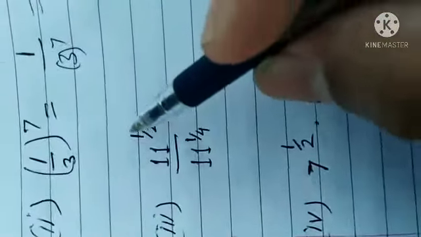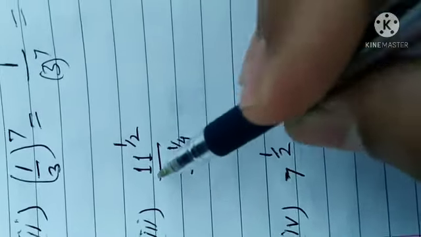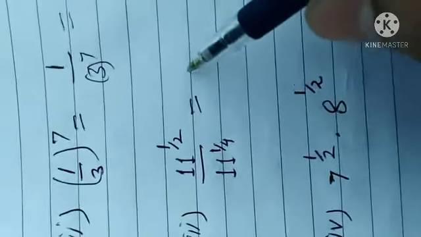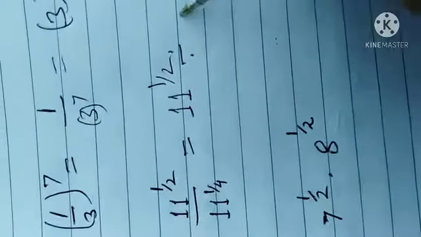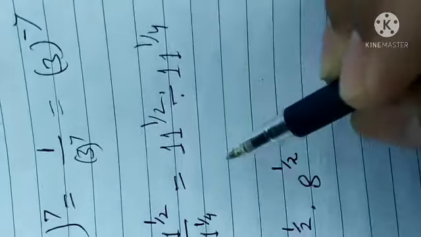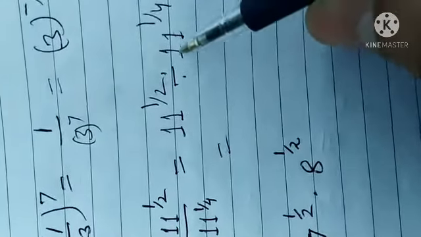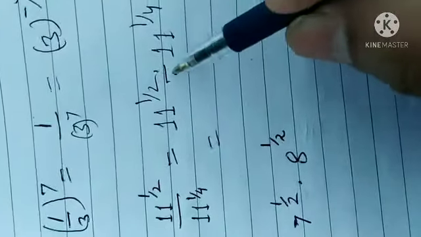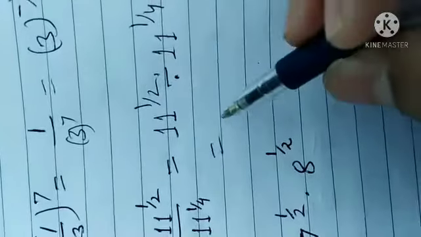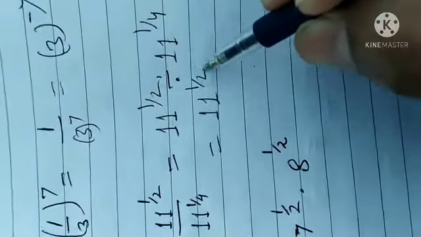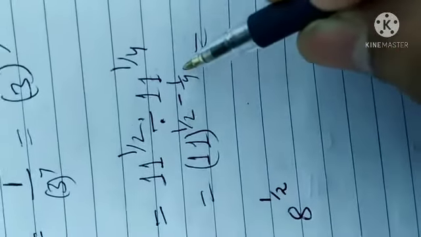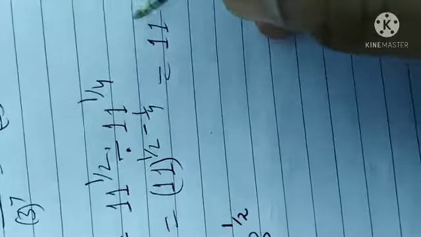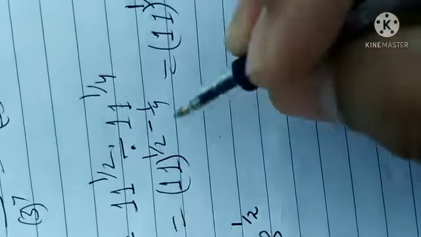Next, 11 to the power 1 upon 2 divided by 11 to the power 1 upon 4. So first you write in proper manner: 11 to the power 1 upon 2, divide sign, and 11 to the power 1 upon 4. Now in division, if the bases are the same and powers are different, what do we have to do? We have to subtract the powers. So 11 to the power 1 upon 2 minus 1 upon 4. If you subtract, half minus 1 upon 4, you know very well the answer will be 1 upon 4 only, because 1 upon 4 subtracted from half, again 1 upon 4 is left.